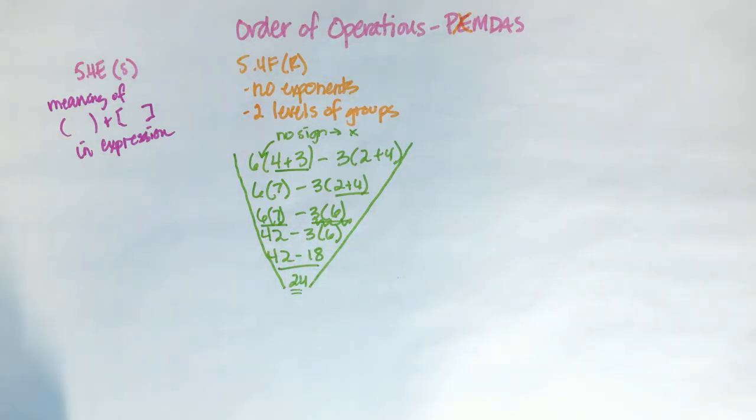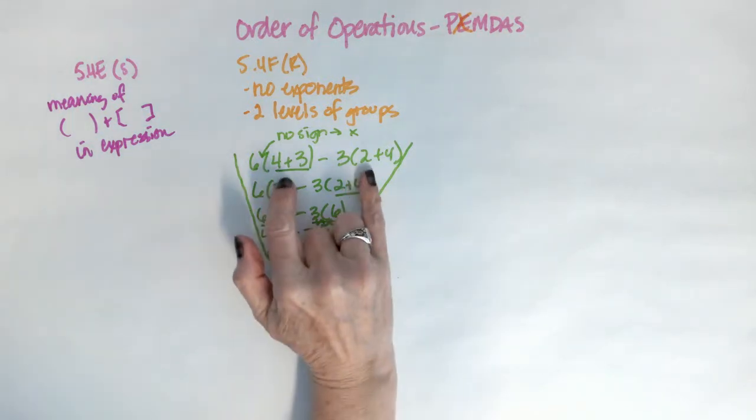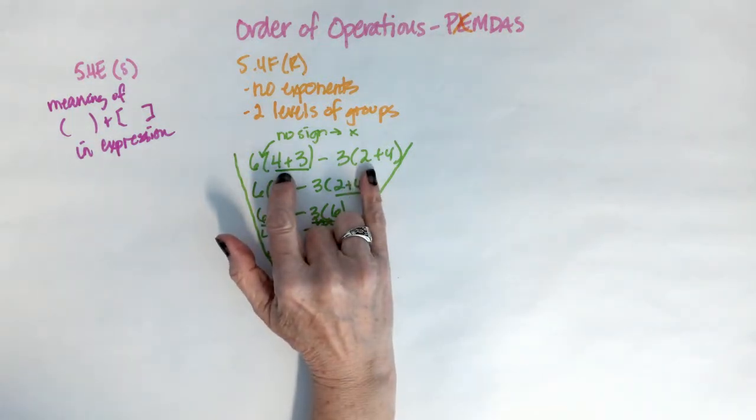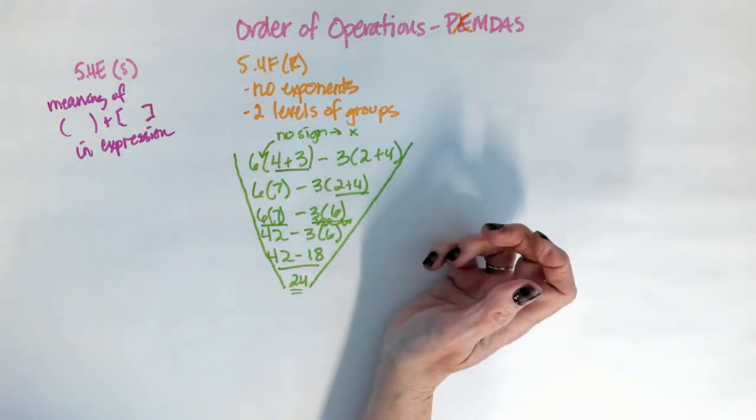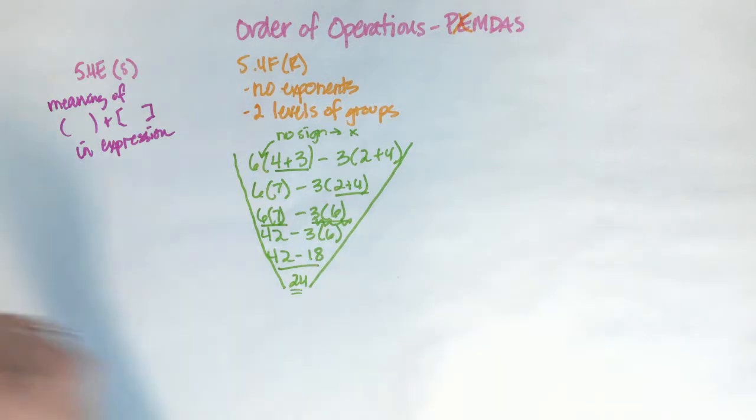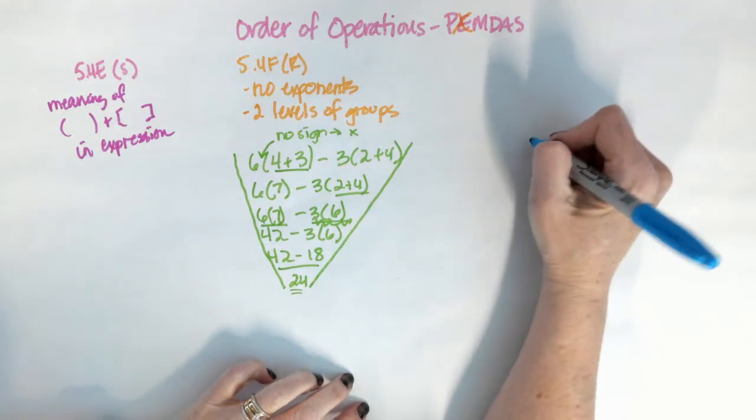So I have another problem for us to look at that has a little bit different layer. Notice this is 2 levels of groupings. So this was okay. It's okay for 2 levels of groupings because our standard says up to 2 levels of groupings. So that fits our standard just fine.